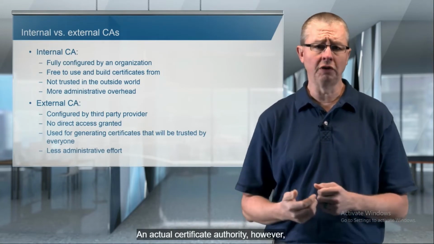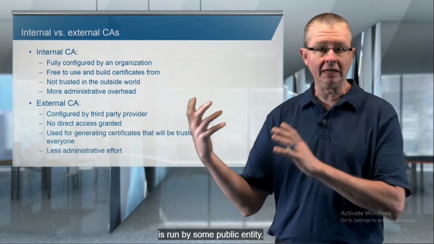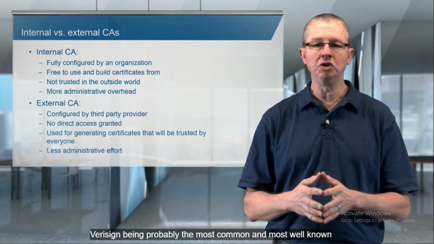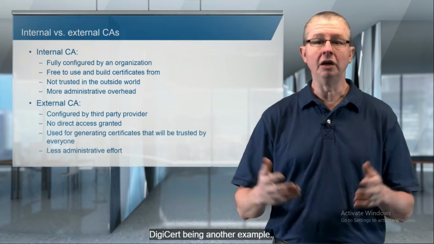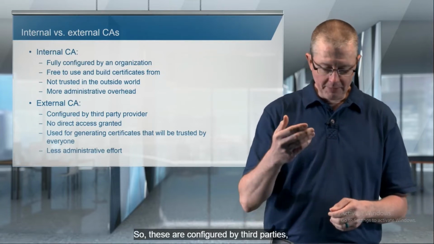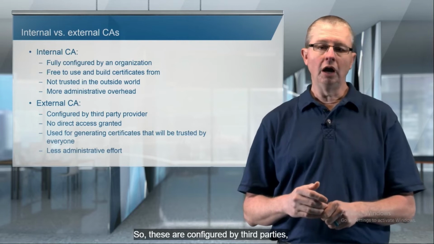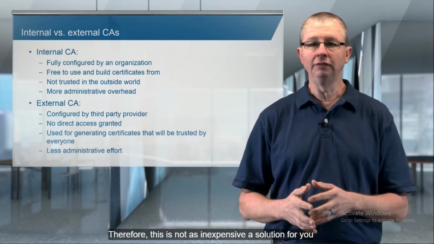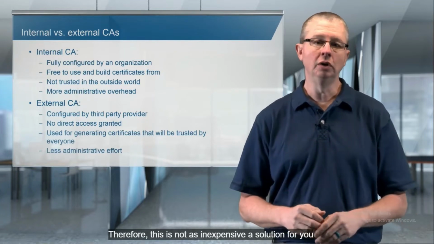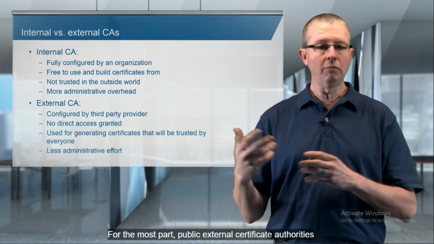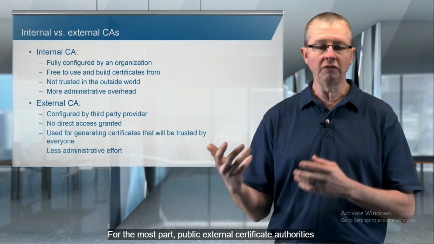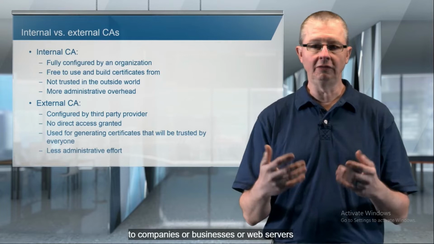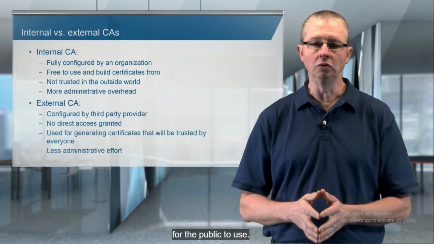An external certificate authority, however, is run by some public entity. You probably know many of these, VeriSign being probably the most common and most well-known, DigiCert being another example. So these are configured by third parties, but in most cases you must pay to use their certificates. Therefore, this is not as inexpensive a solution for you as a business entity. For the most part, public external certificate authorities are going to be paid certificates issued to companies or businesses or web servers for the public to use.